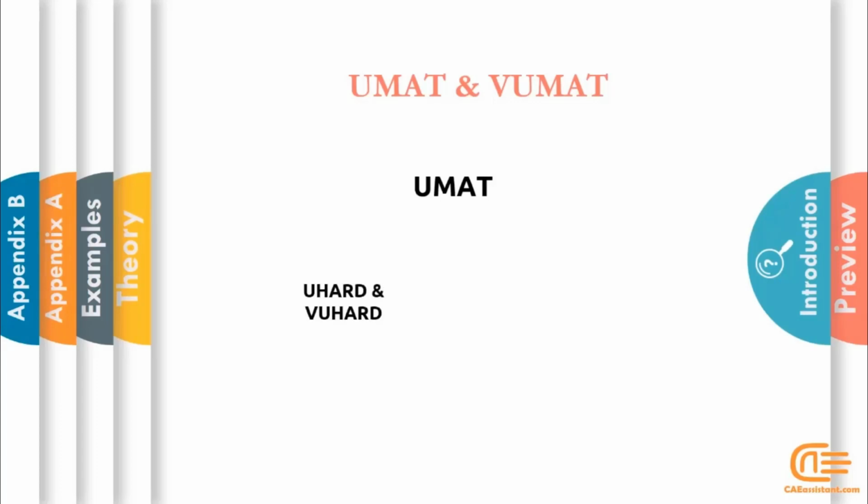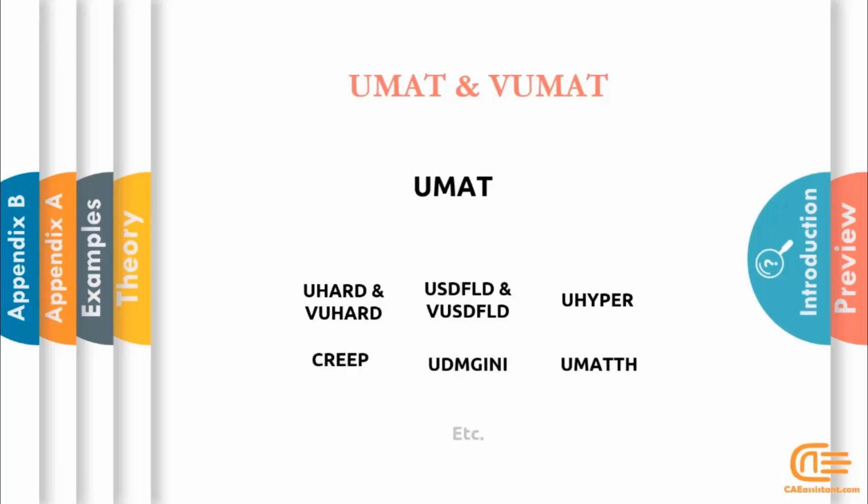For example, by UHARD and VUHARD you can define a user-defined material behavior that includes hardening for plasticity. Or by using USDFLD and VUSDFLD you can define field variables at a material point as a function of time or any available quantities. For example, you can make a property of your material, such as the damage criteria, dependent on one of these field variables. UHYPER is used to define hyperelastic material behavior, and there are many other subroutines that make it possible to simulate the latest material models easily.